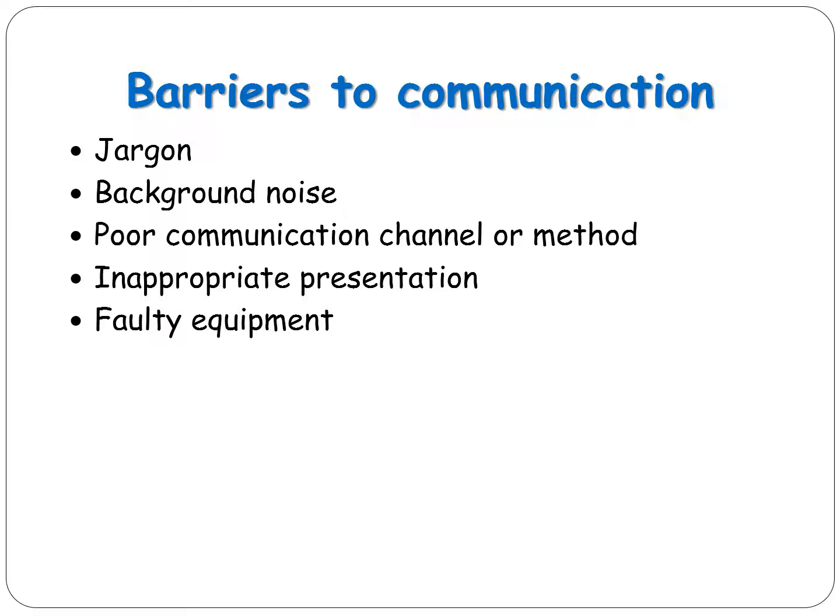Inappropriate presentation, so you presented something inappropriately. Faulty equipment, so if we're talking about video conferencing or teleconferencing, we've got faulty equipment, that is a barrier to communication. It will stop communication happening straight away. Poor phone signal, seems an obvious one. If you're out and about in the van and you've got to call the office or you've got to call your customers, poor phone signal will be a barrier to communication.